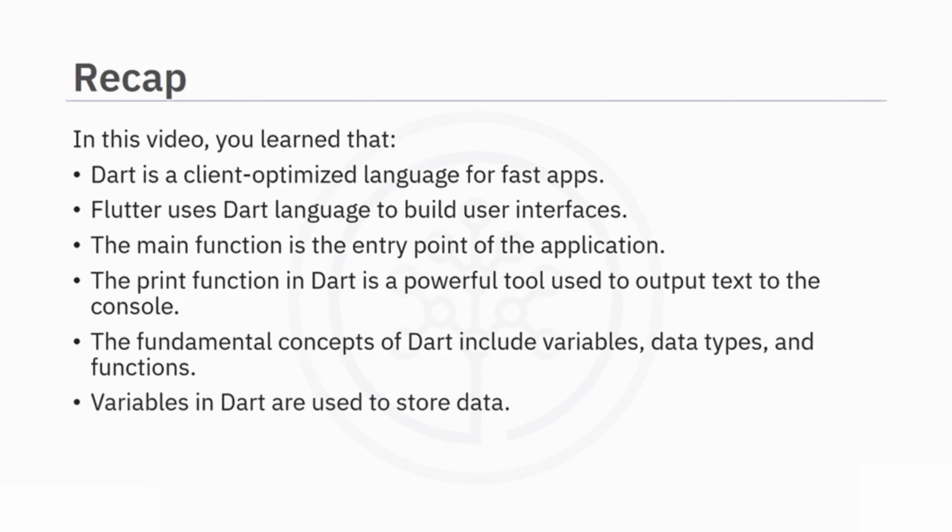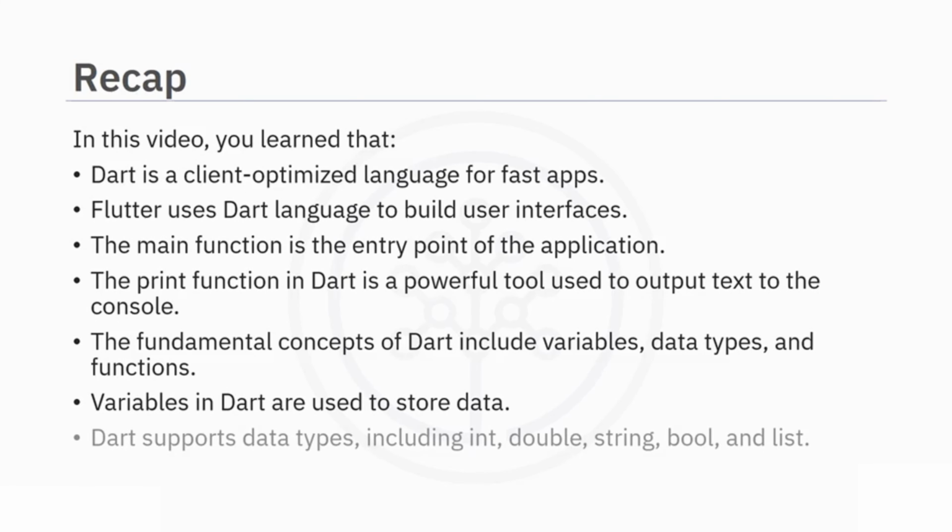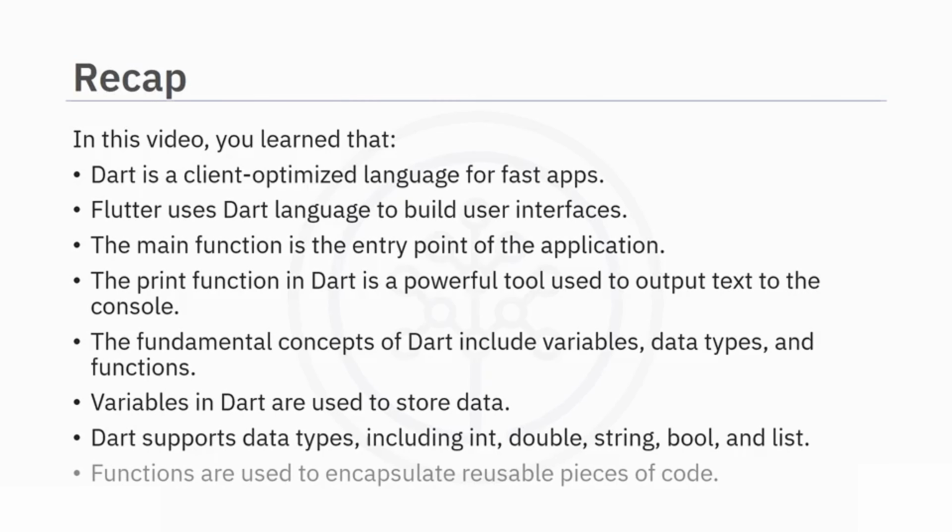Variables in Dart are used to store data. Dart supports various data types including int, double, string, bool, and list. Functions are used to encapsulate reusable pieces of code. They can take parameters and return values. Now that you've learned the basics of Dart, you will next look at a lab that demonstrates how these concepts apply in the context of a Flutter Hello World application.